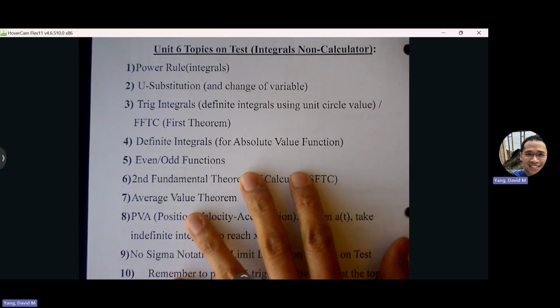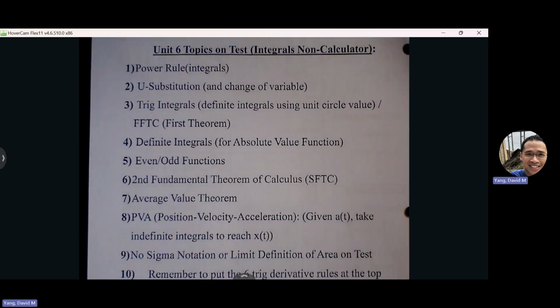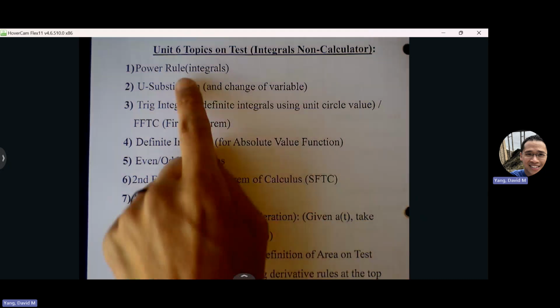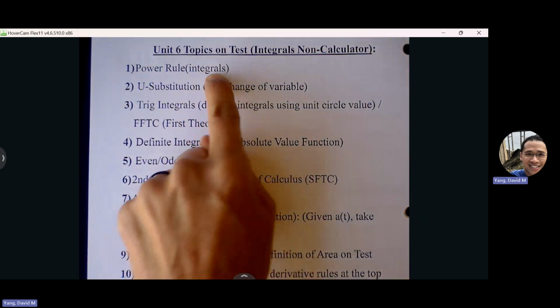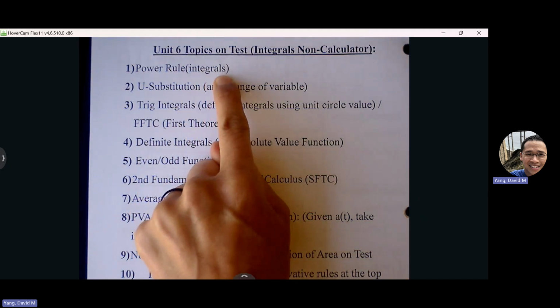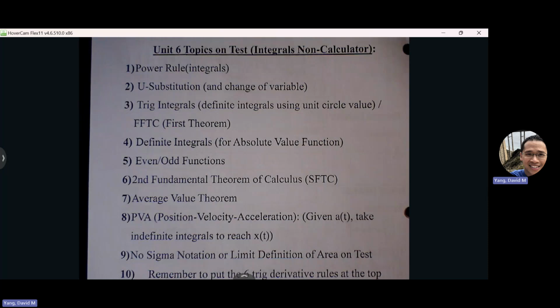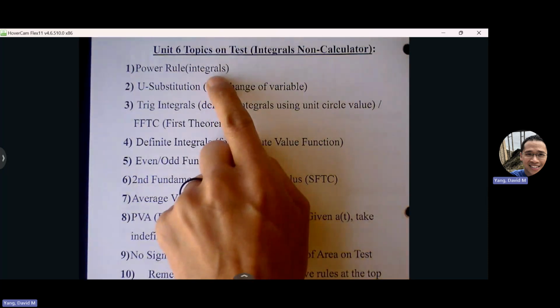Just so I can talk about what we're going to be working towards in terms of preparing for the non-calculator test. First is similar to the problem that you saw on your quiz, that fractional problem where you have to split up into individual terms and rely on power rule. You'll see one of those problems.